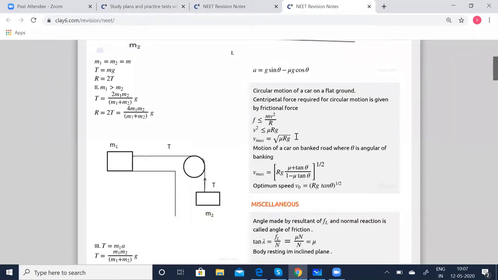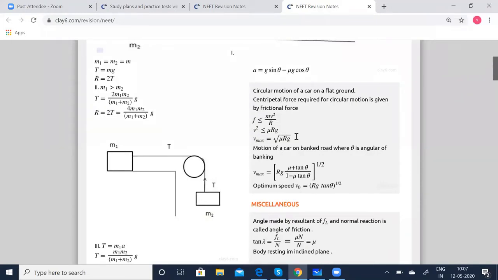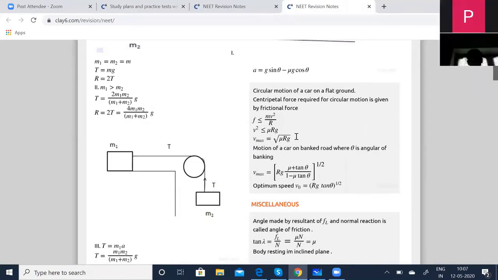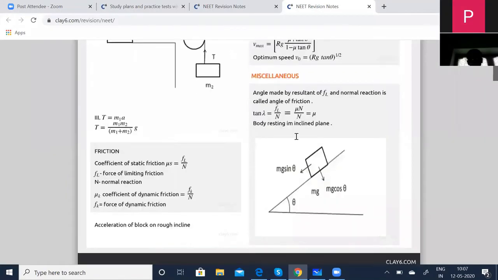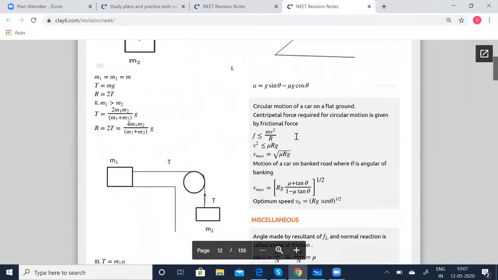What is the angle of friction theta? This is the angle which the resultant of F and R makes in the direction of R. So the relation between mu and theta is given as mu is equal to tan theta. That is what we saw here. Remember, mu is equal to tan theta.